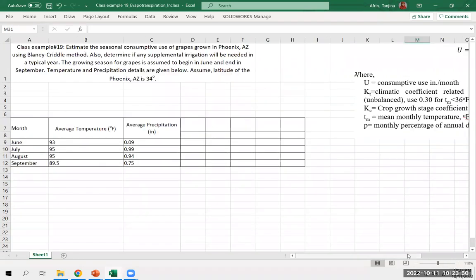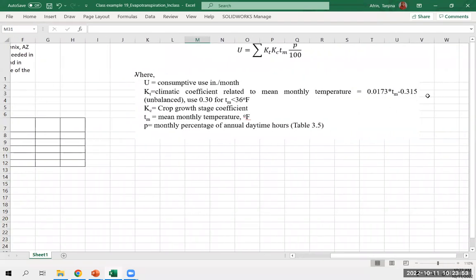0.0173 Tm minus 0.315. What is Tm? The temperature. Now, what should be the unit for that temperature? It's here. It says mean monthly temperature in Fahrenheit. That means this equation was developed based on the temperature in Fahrenheit. For any reason, if you have temperature in Kelvin or in degrees Celsius, you need to convert that. So if we know the Tm, we can find KT.